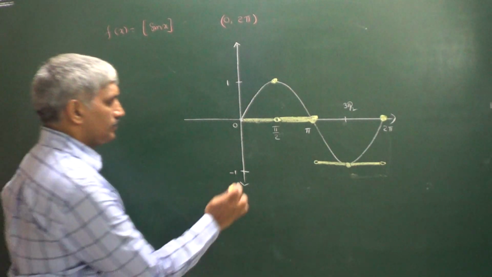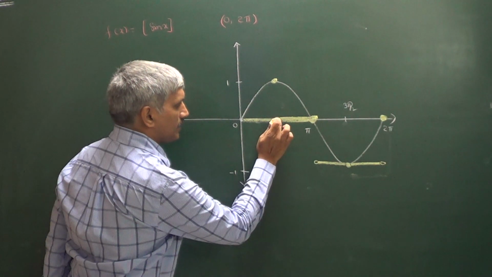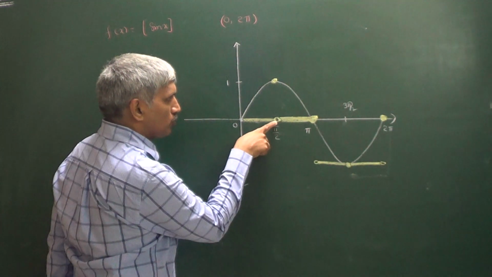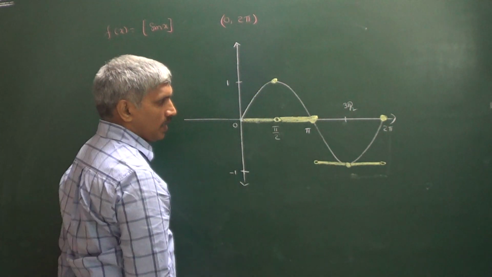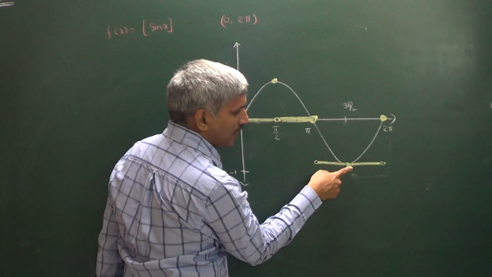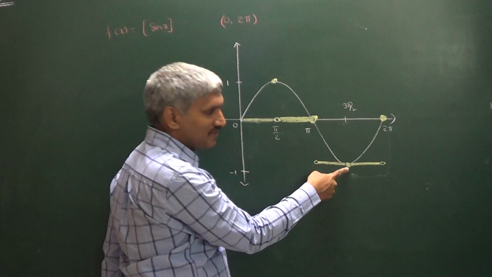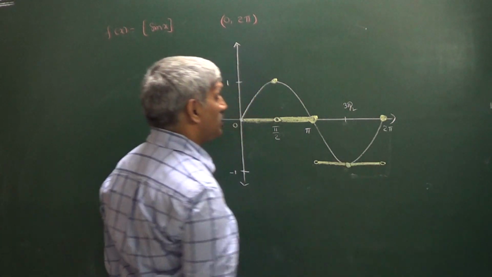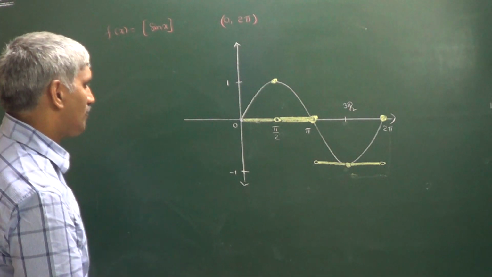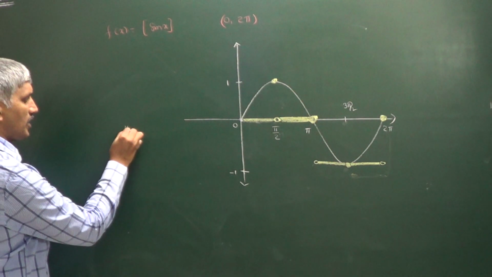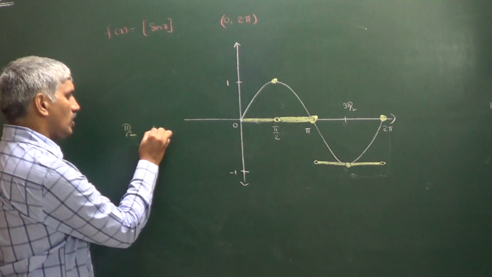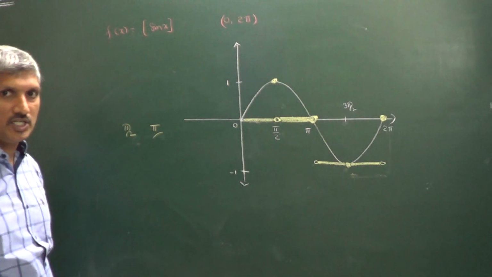Now you can observe there is an empty circle here, right? So at pi by 2 there is a jump. At pi there is a jump, but at 3 pi by 2 there is no jump. Again at 2 pi there is a jump. So the function is discontinuous at pi by 2, that is 1 point of discontinuity. At pi also the function is discontinuous.